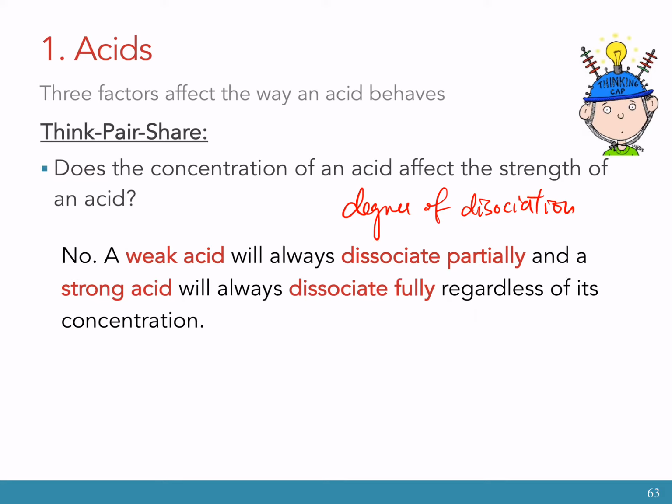Okay, so a weak acid always dissociates partially, not 100%, whereas a strong acid always dissociates 100%. Okay, so I'll explain more later. You just copy this down first. I will give you an analogy later.